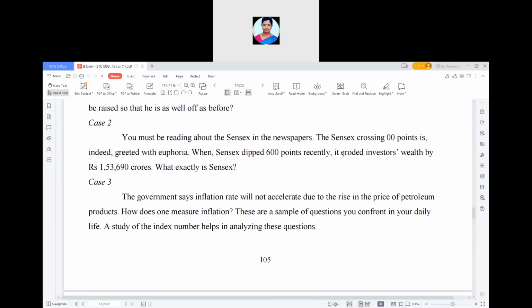The government says inflation rate will not accelerate due to rise in the price of petroleum products. How does one measure inflation? These are sample questions in front of us in our daily life. So the study of index number helps in analyzing these cases.